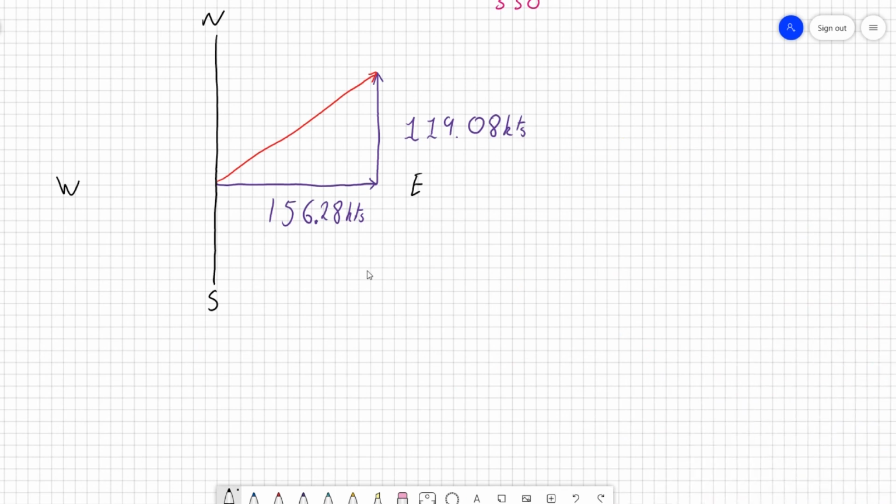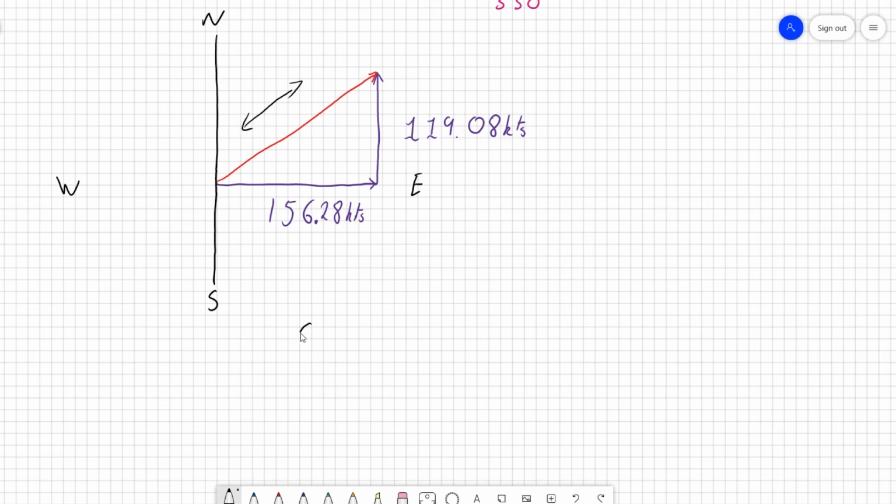Okay guys, so I've just redrawn the final vector on a new diagram just down below. Notice again that I've got my north, south, east and west, or my cardinal points. My easterly component, as we worked out before, is 156.28 knots. My northerly component, or my vertical component on this picture, is 119.08 knots.